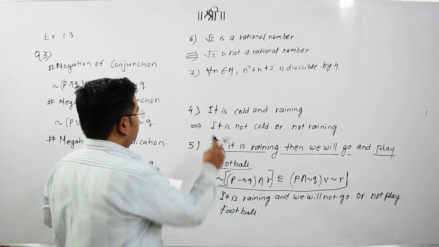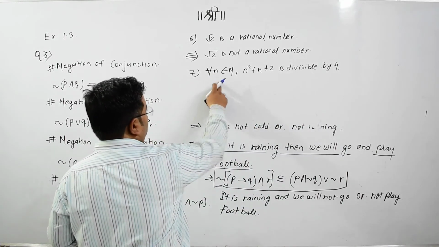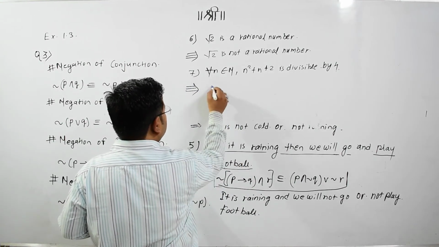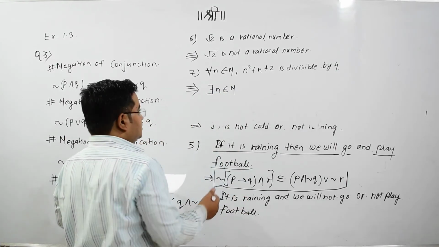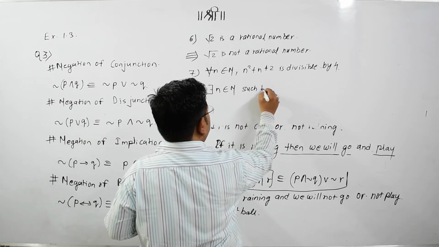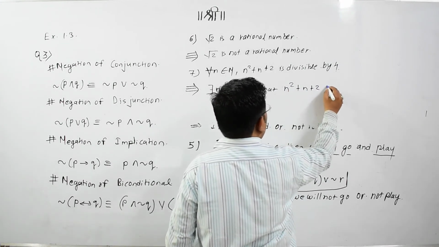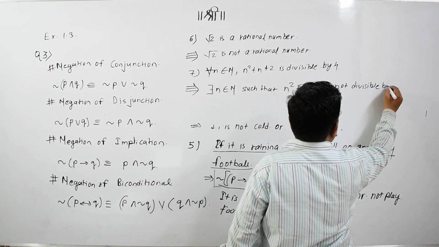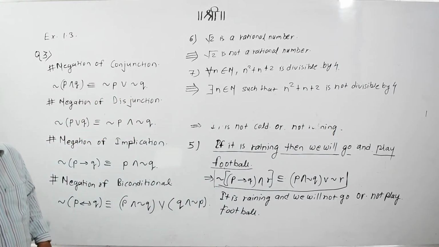So what we will do, we will just simply substitute. What is this? This is for all. So I would like to make it like this: there exists n belongs to capital N such that n square plus n plus 2 is not divisible by 4. That's it, nothing else we need to perform over here. So that's how we can do it. This question was easy.